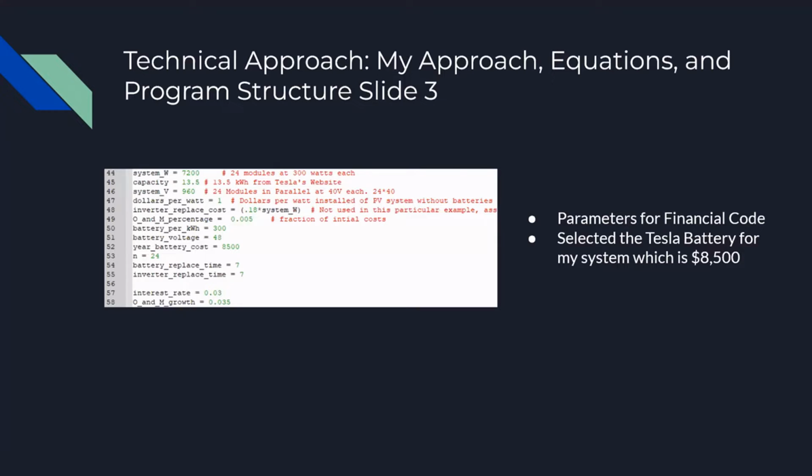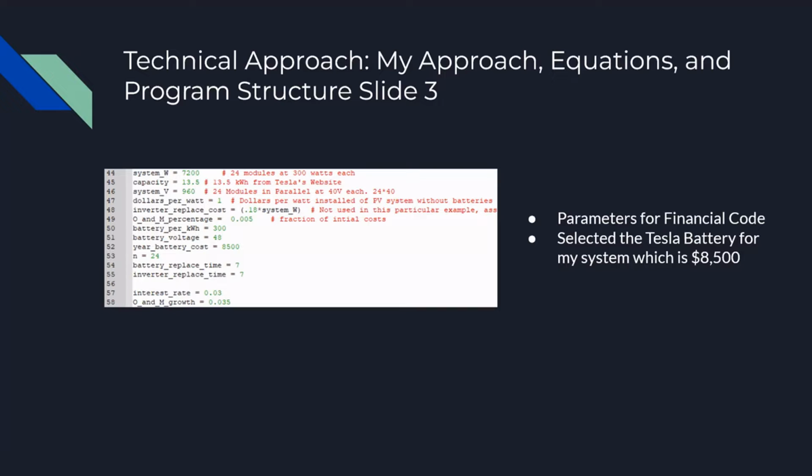Here's the parameters I selected for the financial code. The system wattage is 7,200 because there's 24 modules at 300 watts each. The capacity is 13.5 kilowatt hours. And the voltage is 960 because it's 24 modules in parallel at 40 volts each. And yeah, there's 24 modules.